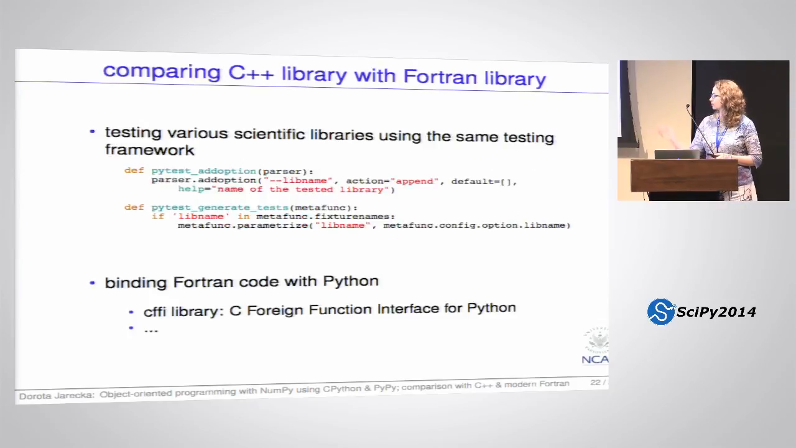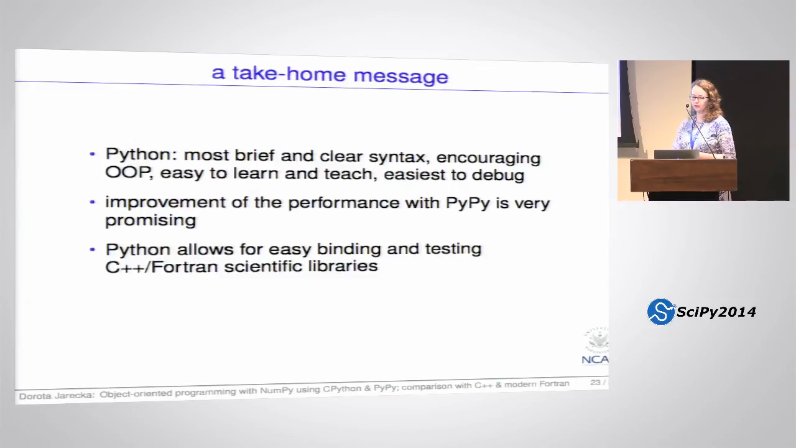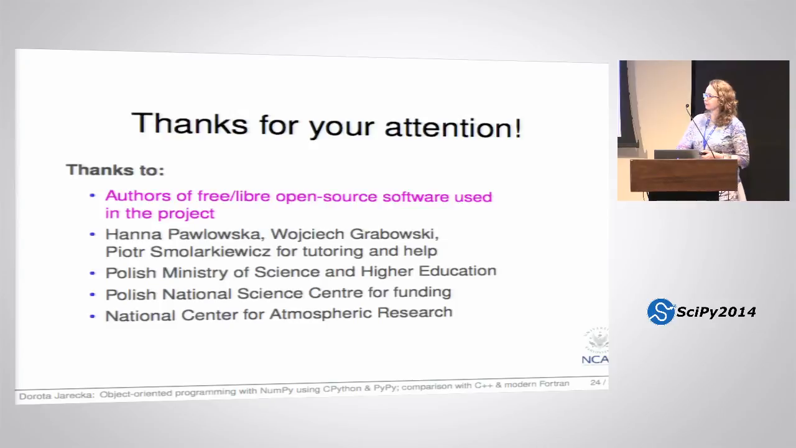Just last words: Python definitely offers bindings not only to C++ but also to Fortran. I know there are many different libraries. I used the CFFI library, the C foreign function interface for Python, and I spent some time, but it definitely works. So the take-home message is that PyPy is promising, and Python really allows very nice binding and testing with other libraries, and it might be worth using. Thank you.